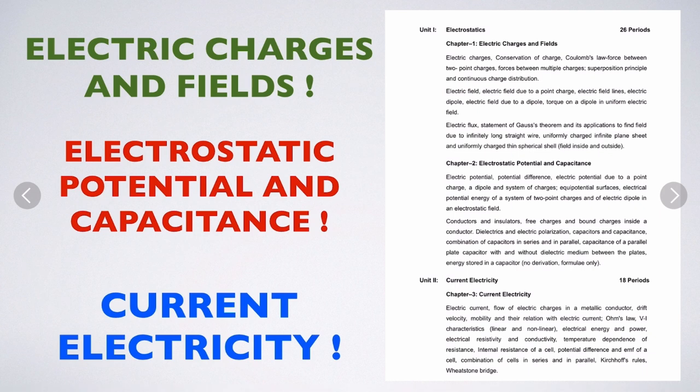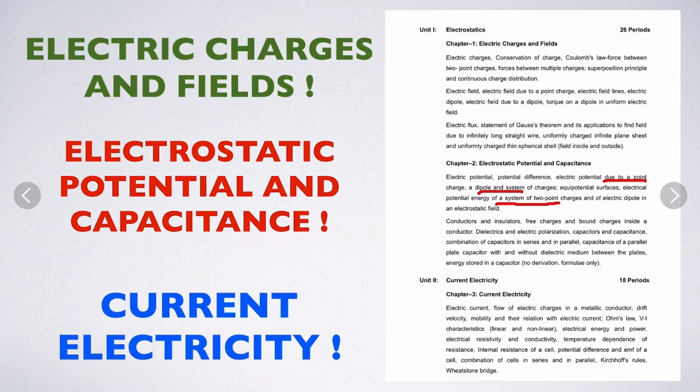Coming to the second chapter, electrostatic potential and capacitance. Here also, for the long answers, you can expect the dipole again. We can expect the derivations of electrostatic potential due to a point charge and due to a dipole, and 3 cases of the dipole: axial line, equatorial line and a random point. After that we have electrostatic potential energy of a system of charges, with 2 cases: in the absence of an electric field and in the presence of an electric field.